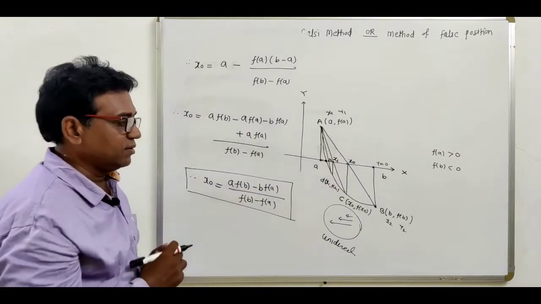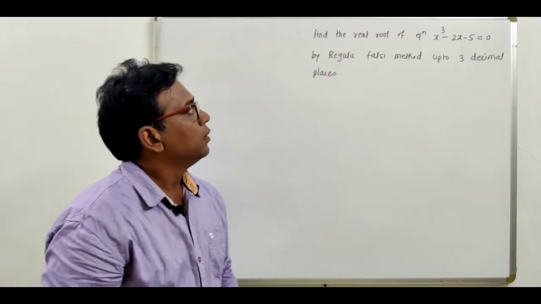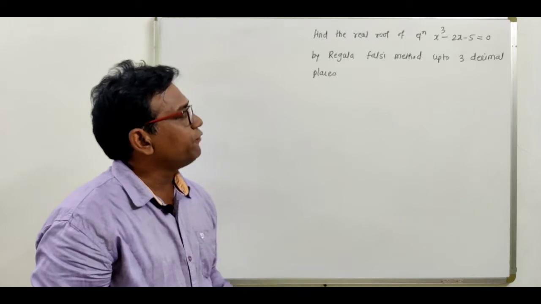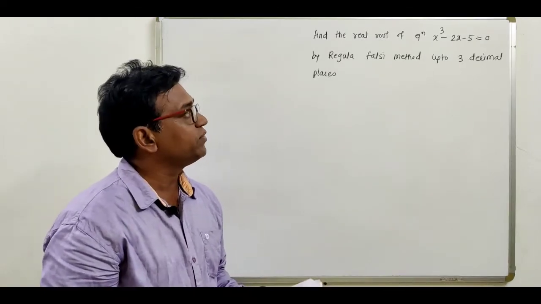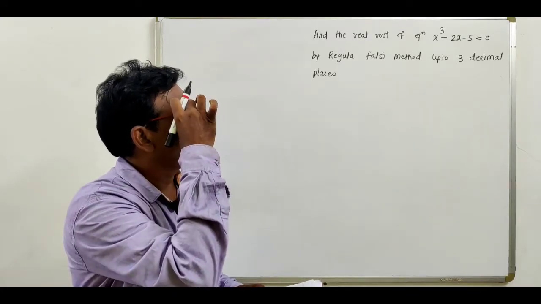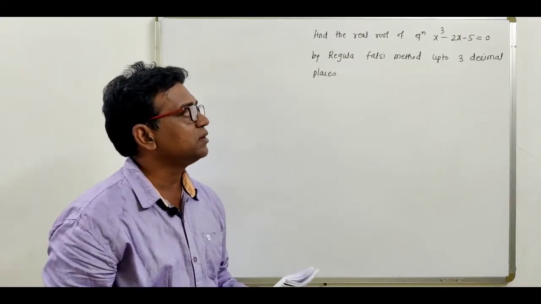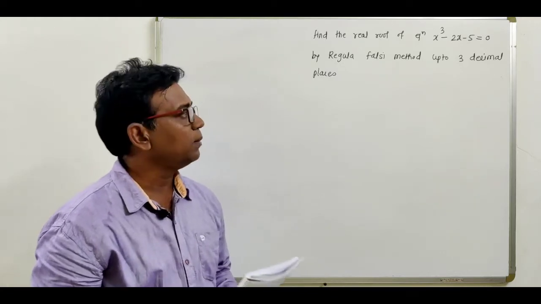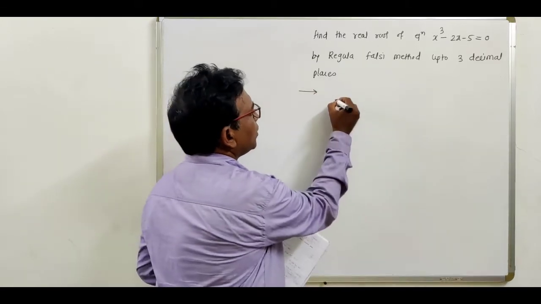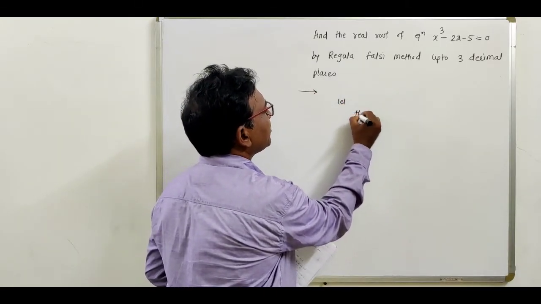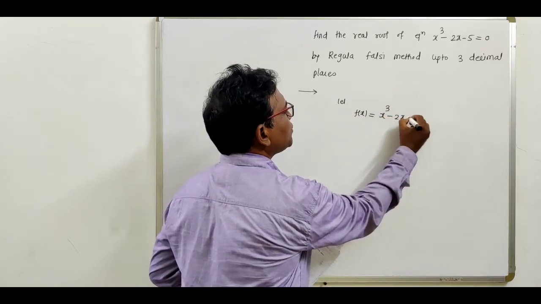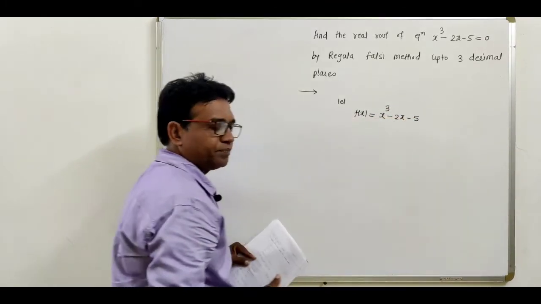So let us write down the example. Now see, this is our example. Find the real root of the equation x cube minus 2x minus 5 equal to 0 by the regular Falsi method up to 3 decimal places. Now see, what is our given equation? This is our given equation. Let f(x) equal to x cube minus 2x minus 5.